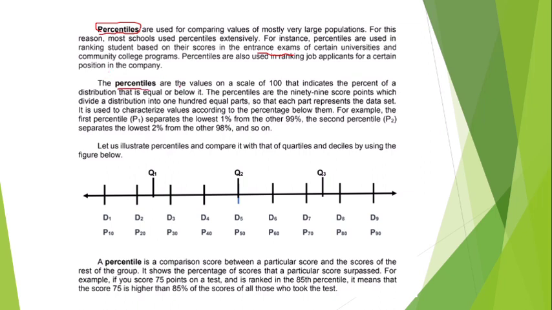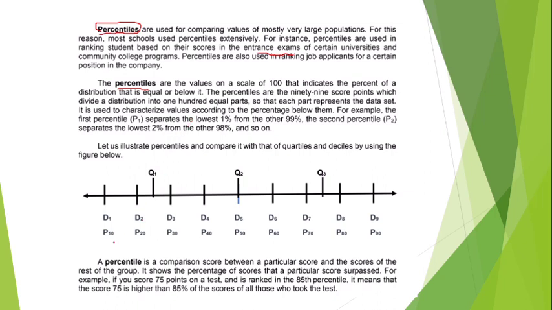Percentiles are also the scale of 100 that indicates the percent of a distribution that is equal to or below it. The percentiles are the 99 score points which divide the distribution into 100 equal parts, so that each part represents the data set. It is used to characterize values according to the percentage below them. For example, the first percentile, or P sub 1, separates the lowest 1% from the other 99%. The second percentile separates the 2% from the 98%, and so on.